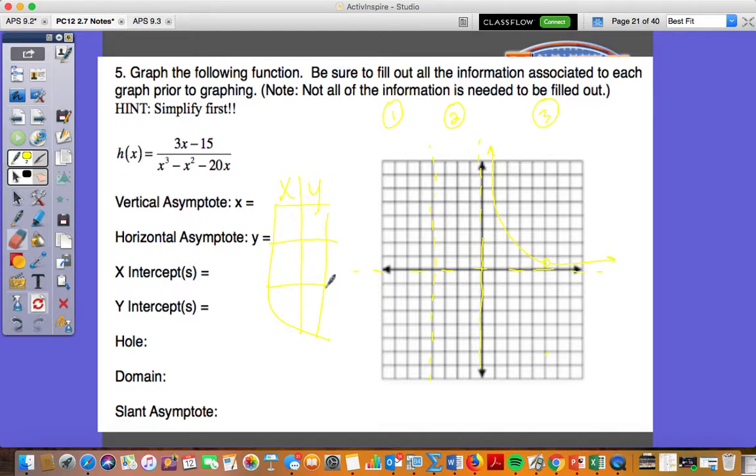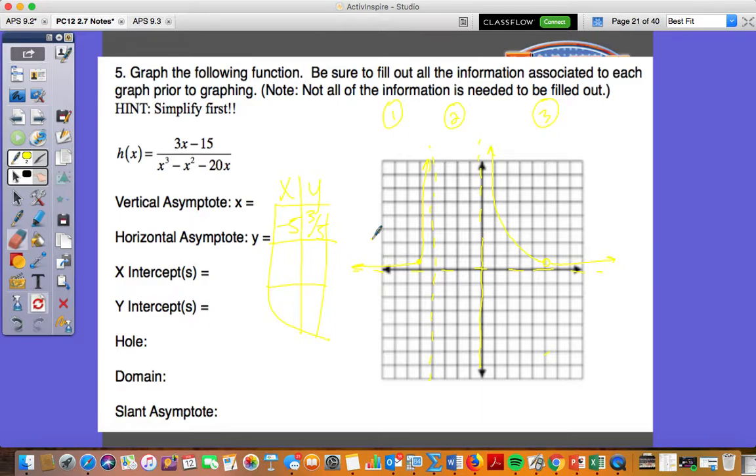Plug in, let's say, a value that's to the left of -4. Let's plug in -5 back into the bottom. And I end up getting -5 times -1. I think that's 3/5. So this would be -5 and 3/5, which would be up here, which we could graph like this. Okay? All right?